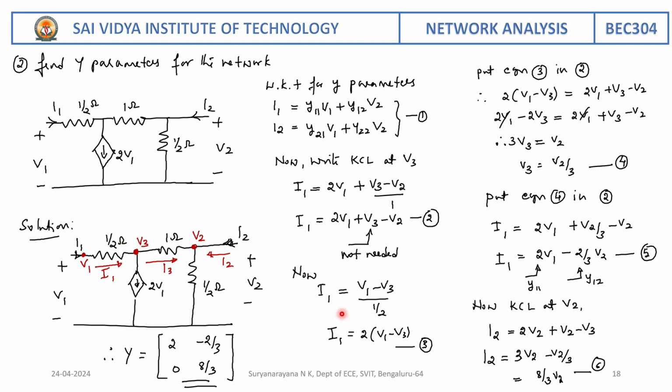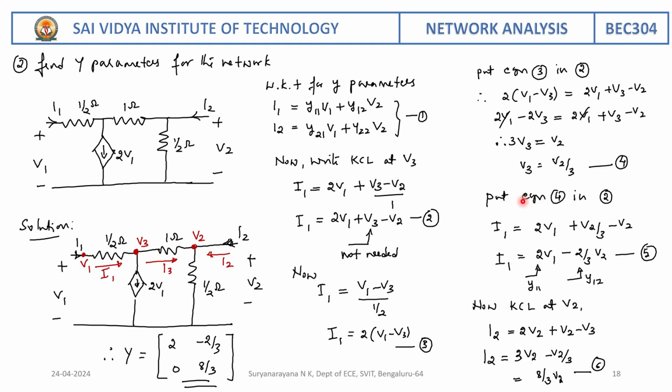So what is the expression for I1? I1 is 2 into V1 minus V3. Now we have I1 here. Substitute the expression for I1 here in equation 2 and simplify. We will get V3 in terms of V2. So let this be equation 4.